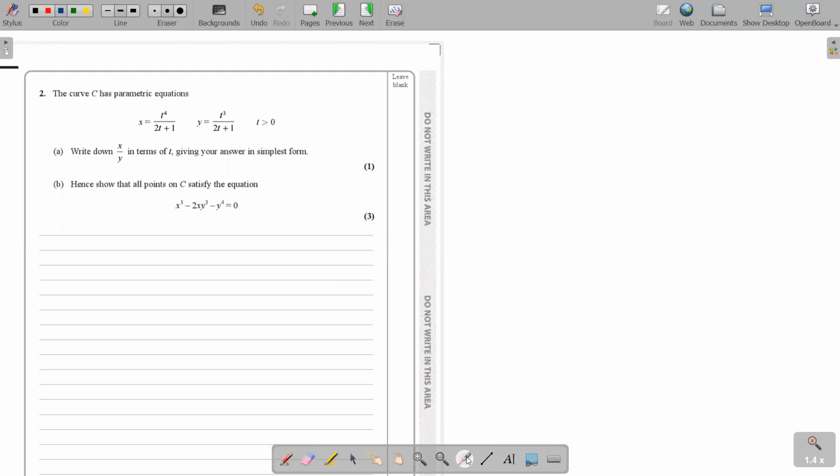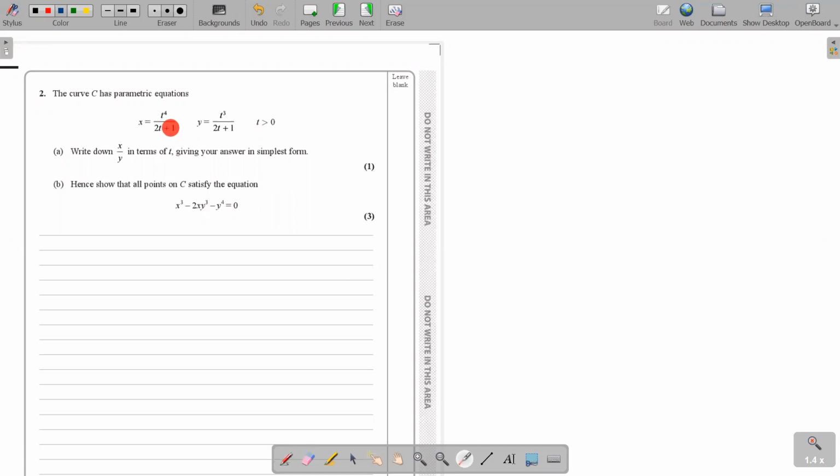The curve C has parametric equations x equals t to the power 4 over 2t plus 1, y equals t cubed over 2t plus 1. Write down x over y in terms of t, giving your answer in simplest form. It's just 1 mark, so you can give your answer immediately and get that 1 mark.